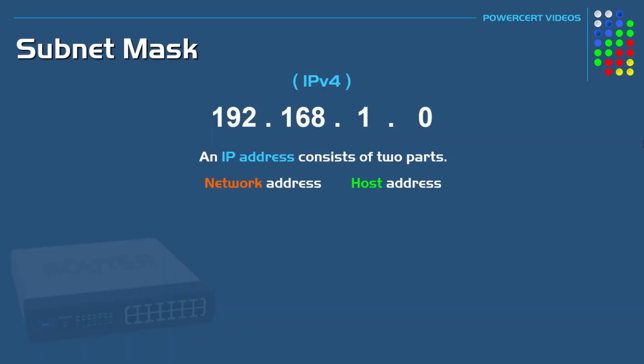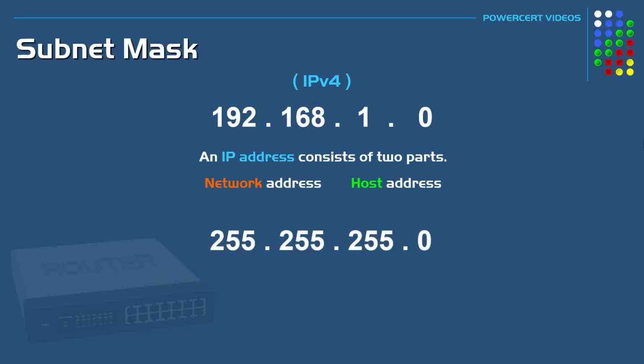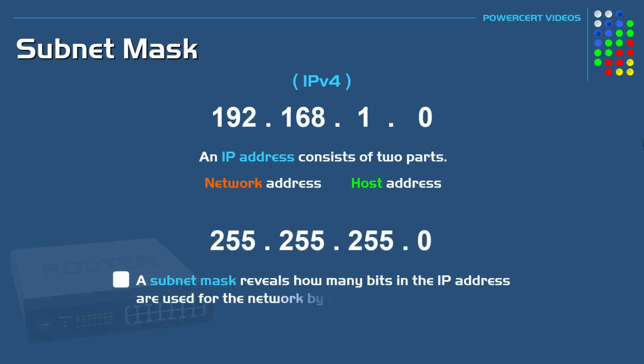Now, the way to tell which portion of the IP address is the network or the host is where the subnet mask comes in. A subnet mask is a number that resembles an IP address, and it reveals how many bits in the IP address are used for the network by masking the network portion of the IP address.